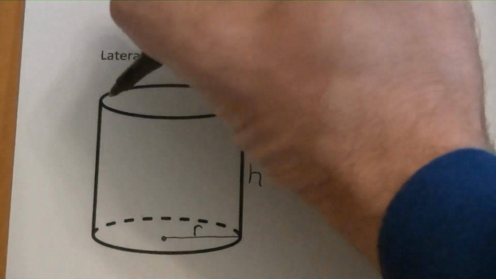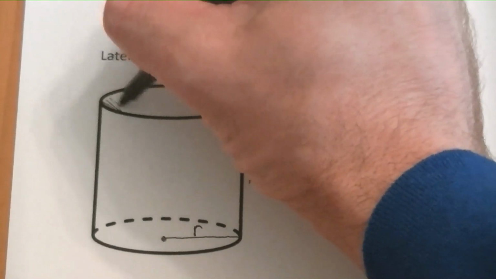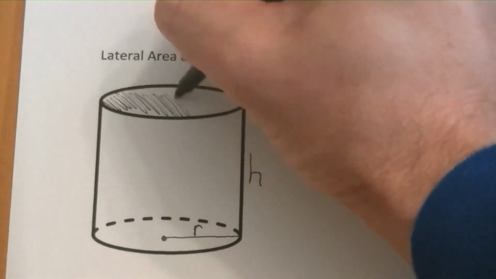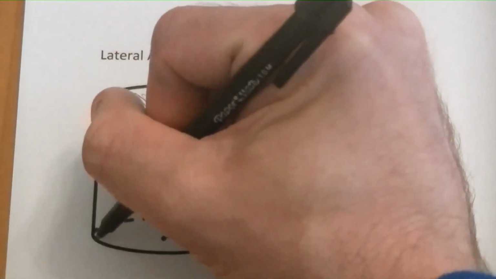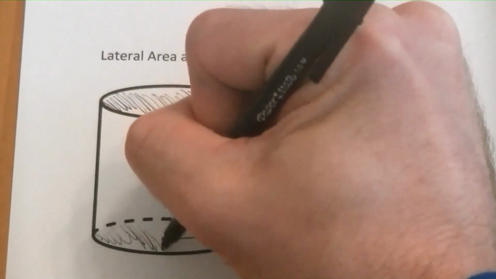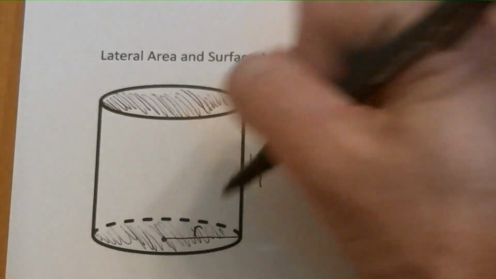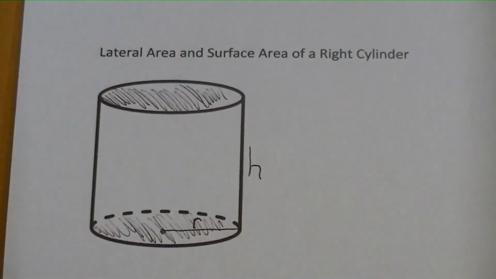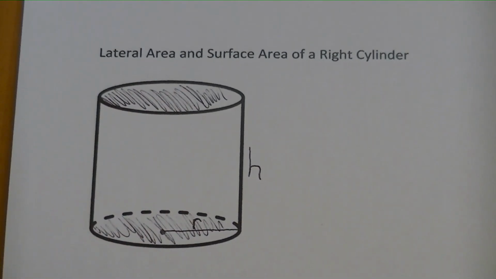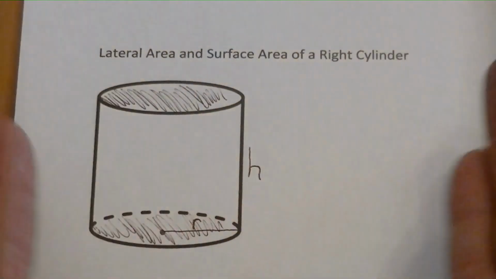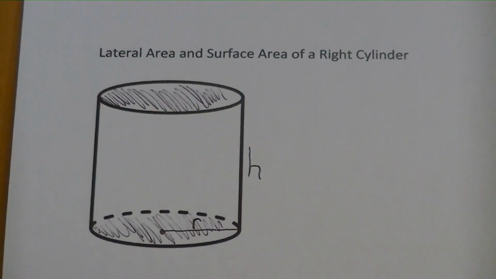Lateral area means we're not including any bases. Cylinders have two bases. So not including that, just the white part going around. Can we figure out the area of that? And if we can, then we can certainly get the total surface area, because we can just add the area of the two circles. So the question for you is, can you figure out what shape that really is going around there? And if you can figure it out, maybe you can come up with a formula.